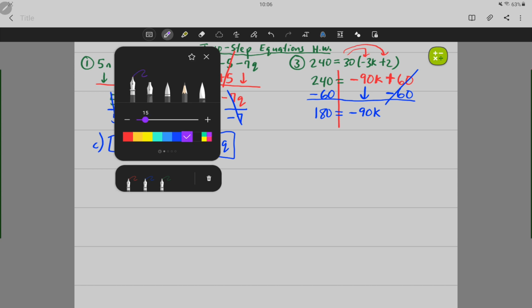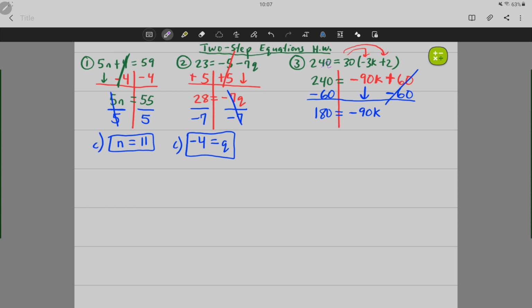So now we're down to our last step. Remember, our first step up, let me just draw an arrow up there, was distributive property, so we multiplied first. Then our second step here on both sides was to subtract 60, as you can see. And our third and final step for this problem is to now divide, because we're looking at negative 90k, or negative 90 times k. Since we're looking at multiplication, we undo it with division, which is the inverse operation. And again, we balance it, doing the same to both sides.